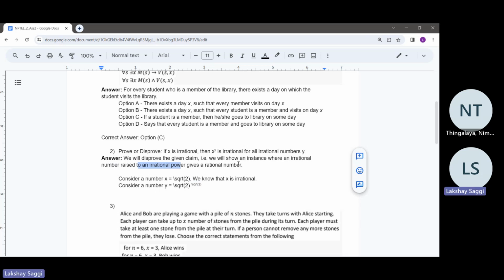If this number root 2 raised to the power root 2 is rational or irrational, I don't know. There can only be two cases, right? Whether it is rational or it is irrational. I personally don't know, and I won't be proving whether y is rational or irrational. So I'll just do some case analysis. We will consider cases.